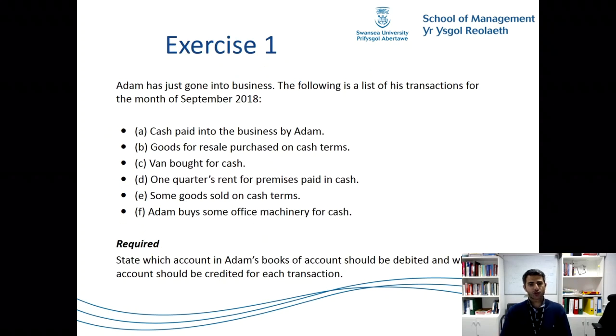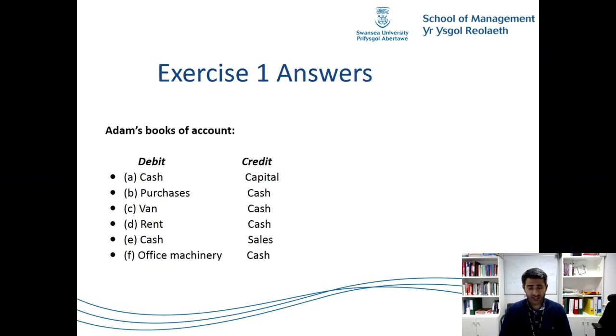This one, the last one: Adam buys some office machinery for cash. So what do you think of office machinery? Is it an expense or a fixed asset? Of course a fixed asset, it's machinery. It's not office expenses. If he bought this office machinery, fixed assets go up, so that should be recorded on the debit side. And how did he pay for it? By cash. So cash should be recorded on the credit side because it's money out.